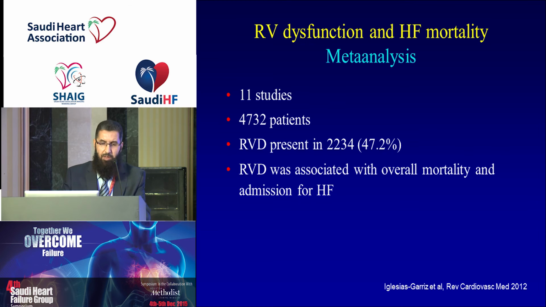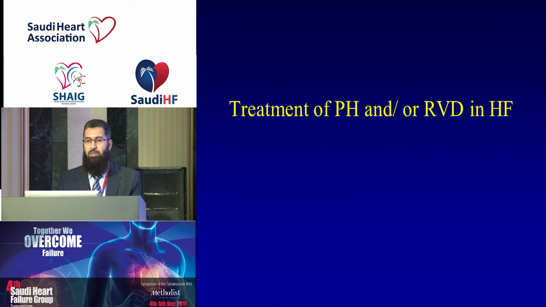In a meta-analysis of 11 studies of over 4,000 patients, Iglesias showed that RV dysfunction was associated with overall mortality and admission for heart failure. The question is whether we can alter this. Can we treat this? Can we change the prognosis of patients with RV dysfunction and pulmonary hypertension with treatment?